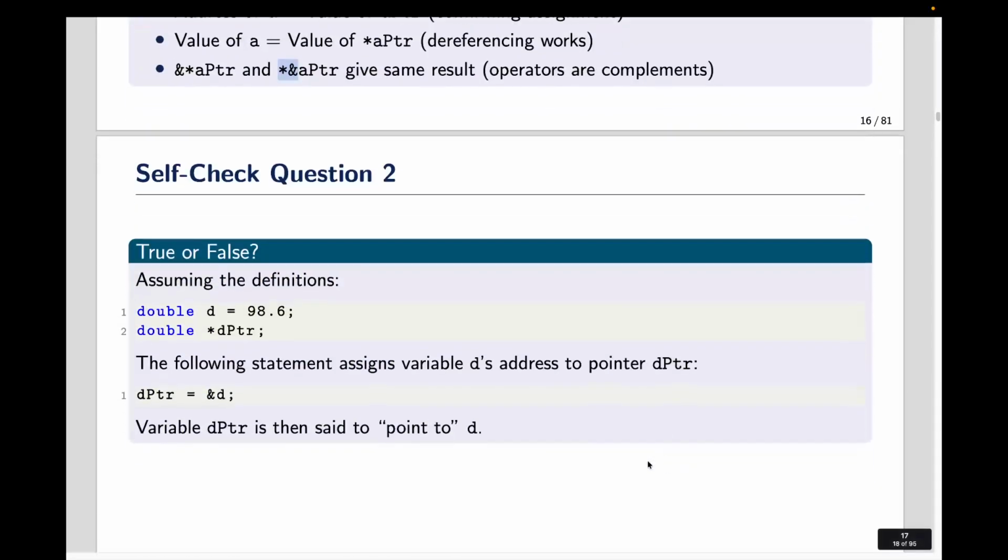Then another question for you, importantly, what it does. I have a double d equal to 98.6. It's a variable, double data type. Then I have double *dptr. Now I have not initialized it. The following statement assigns variable d's address to pointer dptr. So does this work? The variable dptr is then set to point to d. Does it work? Yes, it will work. Why?